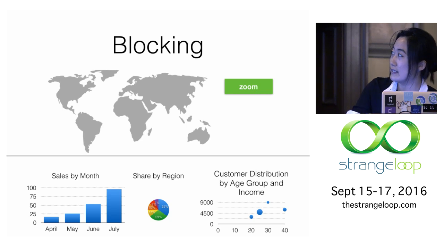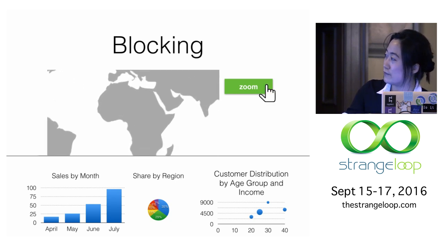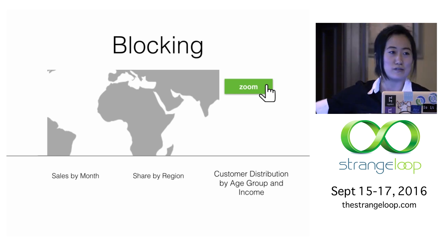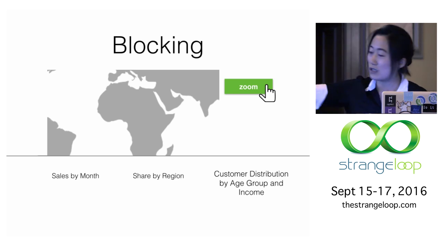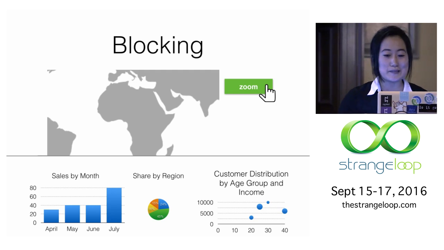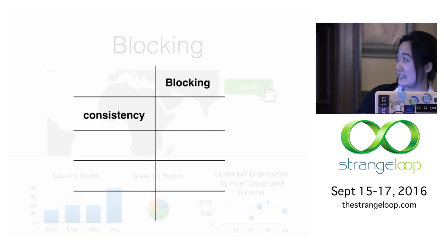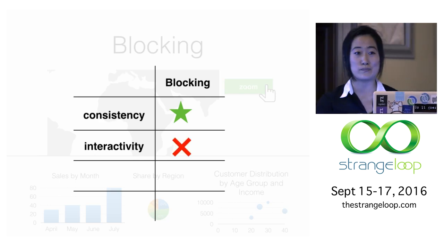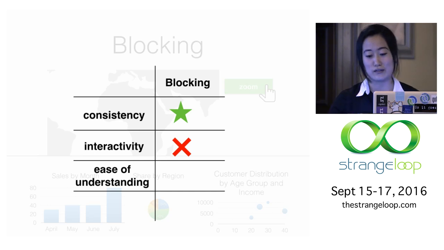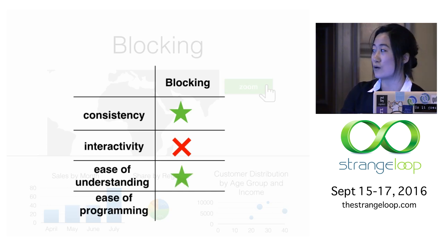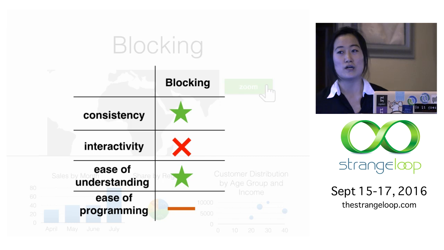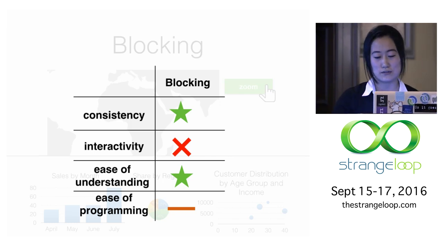The first one is blocking. After the user zooms in, instead of updating things asynchronously, let's just get rid of all the visualizations because they're inconsistent, right? So let's wait until all of the data has loaded and then update all at the same time. This is OK, right? It helps us with increasing consistency, but the interactivity is pretty meh. And the ease of understanding is decent because you know where you're at, right? When it's not loading, you know it's still processing. And the ease of programming is OK. It's not as complicated as adding all these widgets, but you still need to have quite a few callbacks, et cetera, to synchronize your data results.